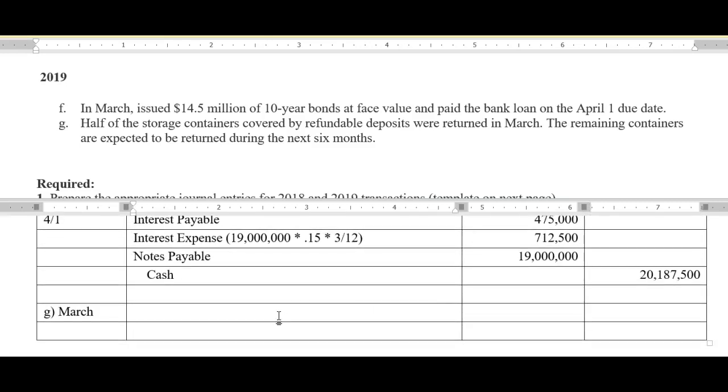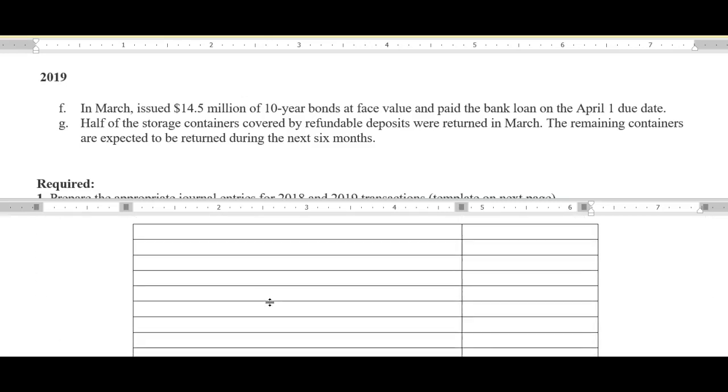So on refundable deposits, when they're returned, what we need to do is reduce the liability because we no longer owe these deposits back to our customers, and it would be half of the $3,200, so $1,600, and then we actually have to pay those deposits back out in cash. So we're going to credit our cash for that same $1,600. So that's how we would journalize each of those transactions.